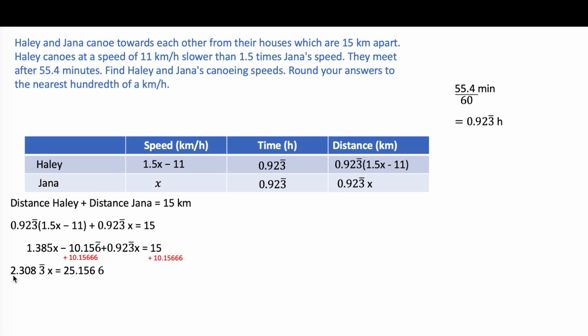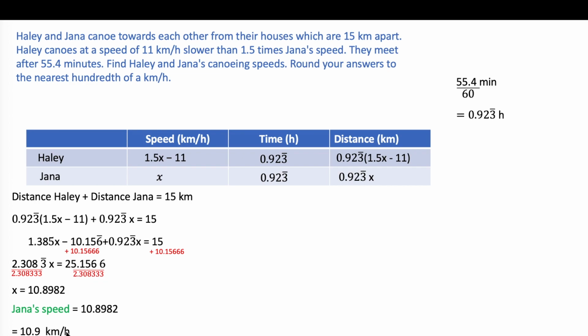To get rid of the 2.3083 repeating, which is multiplying the x, I'm going to do the opposite. I divide both sides by 2.3083 repeating. This gives me 1x, or x equals 25.156 repeating divided by 2.3083 repeating, which gives us 10.8982. Jana's speed is 10.9 kilometers per hour.